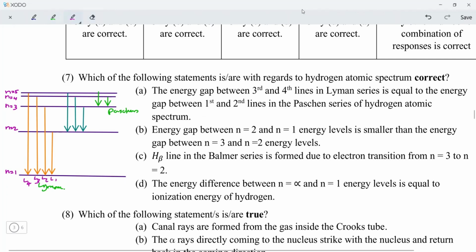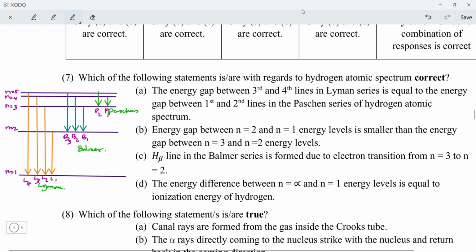For Balmer also we can label B1, B2, B3 like that. The Balmer series is in the visible region. B1 is red color, B2 is green color, B3 is blue color, and there's one more, B4, in violet color. I haven't drawn B4 here, so don't be confused. And for the Paschen series, this is P1 and this is P2.